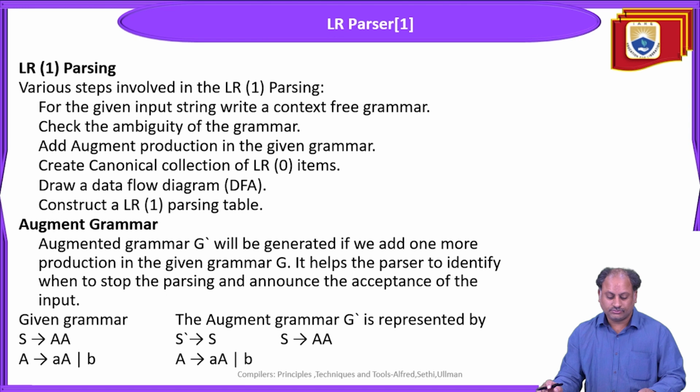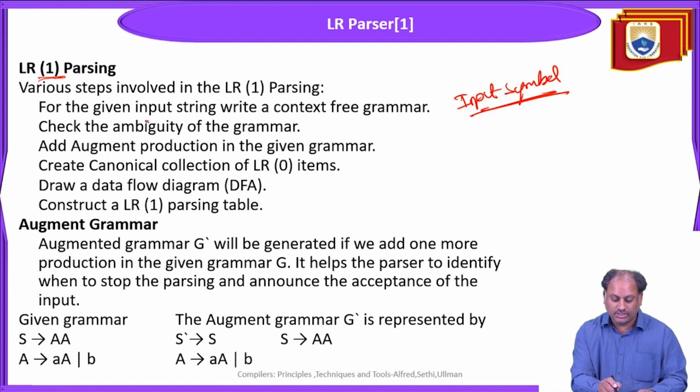Now, what are the general steps to be considered while implementing this LR parsing? Step 1 represents scanning of the input symbols, taking one input symbol at a time from the input. And for the given input string, we have to obtain the context free grammar. We also have to check whether the given grammar is ambiguous or not, and that is the main important thing before implementing this parsing mechanism.